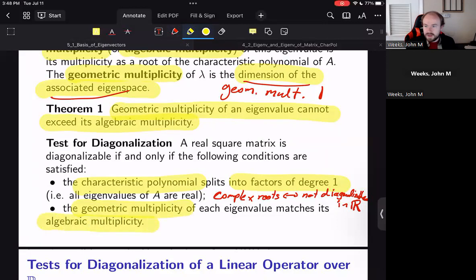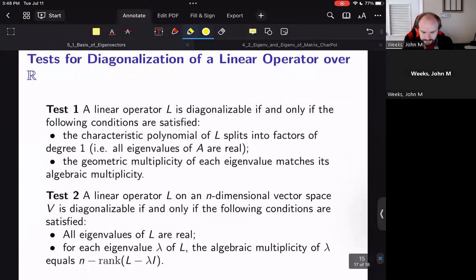We already know that if the algebraic multiplicity is 1, the geometric multiplicity is 1, so we don't need to check those. But if the algebraic multiplicity is 2, we need to see if we can get 2 linearly independent eigenvectors that share that eigenvalue. So that is our test for diagonalization. So here are those tests once again. Again, this is for linear operators over R.